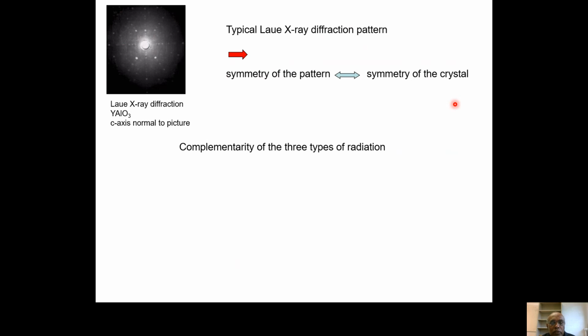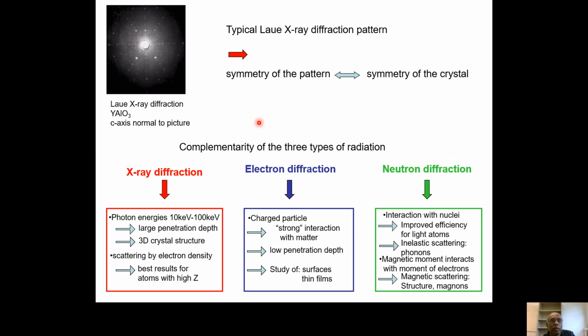If you look at these three radiations we talked about, they have some complementary uses. If you consider diffraction, here we are talking about photons, going from 10 to 100 kilo electron volts. Since they have very large energy, we have very large penetration depth, right? They can penetrate deep into the solid. That means you can easily probe three-dimensional features of a crystal. Also, later we are going to talk about X-rays being scattered by the electrons in the solid.